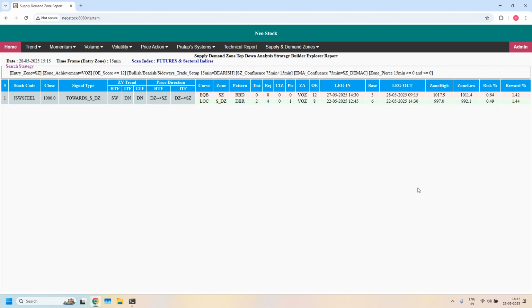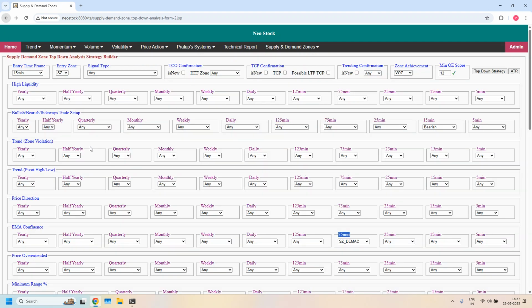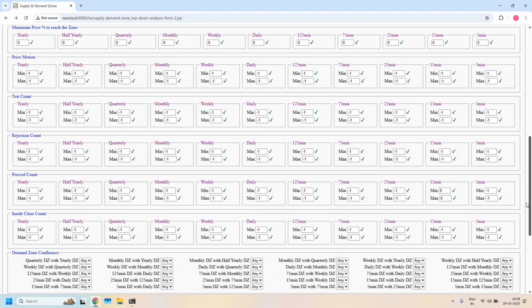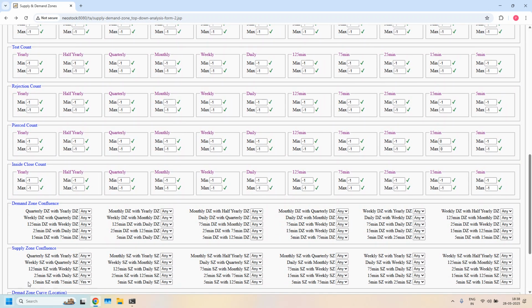Next, we will look into LTF, ITF and even HTF supply zone confluence supported stocks. That is 15 minutes, 75 minutes and daily supply zone confluence. I am removing EMA filter. Supply zone confluence, 3 filters we have to set. First filter is already enabled. Next 15 minutes and daily, 75 minutes and daily supply zone confluence.